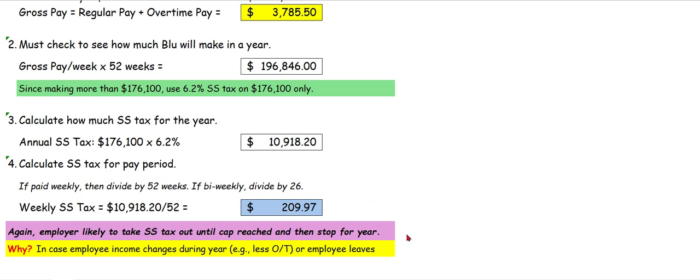$209.97. Again, the employer is likely to take the Social Security tax out until the cap is reached and then stop for the year. They would not break it into per pay period. Why? This is in case the employee's income changes during the year, maybe less overtime, or the employee leaves.